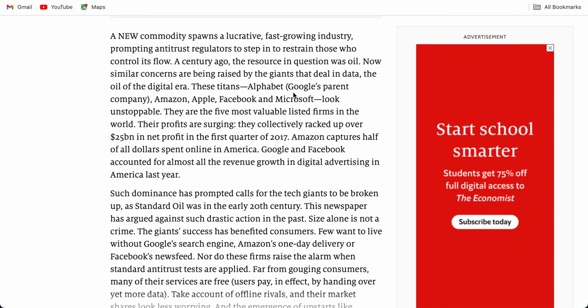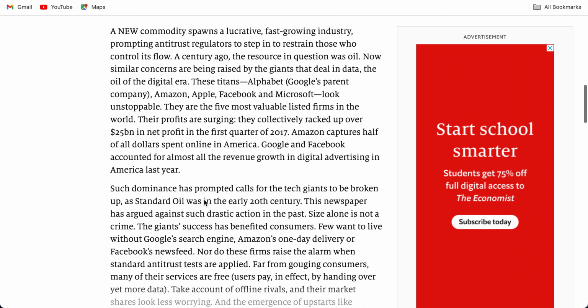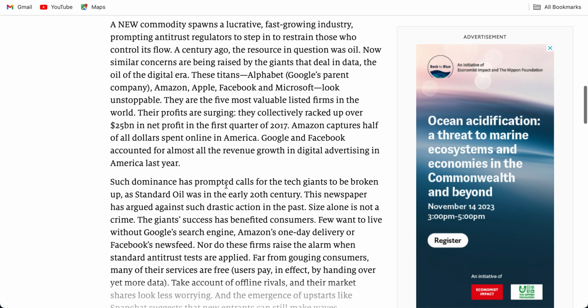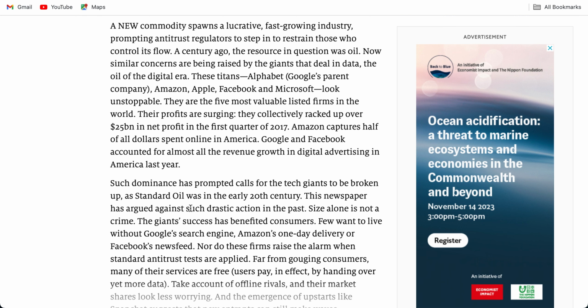These titans, Alphabet, Google's parent company, Amazon, Apple, Facebook, and Microsoft, look unstoppable. They are the five most valuable listed firms in the world. Their profits are surging. They collectively racked up over $25 billion in net profit in the first quarter of 2017. Amazon captures half of all dollars spent online in America. Google and Facebook accounted for almost all the revenue growth in digital advertising in America last year. Such dominance has prompted calls for the tech giants to be broken up, as Standard Oil was in the early 20th century. This newspaper has argued against such drastic action in the past.